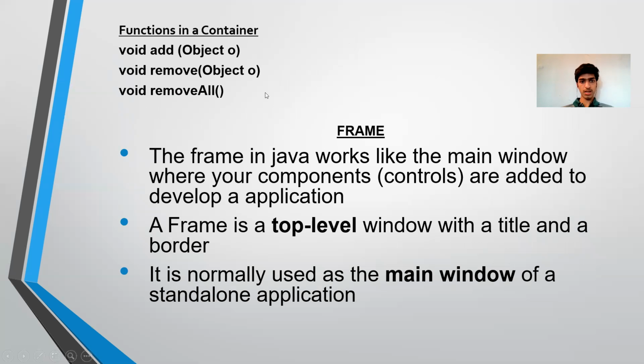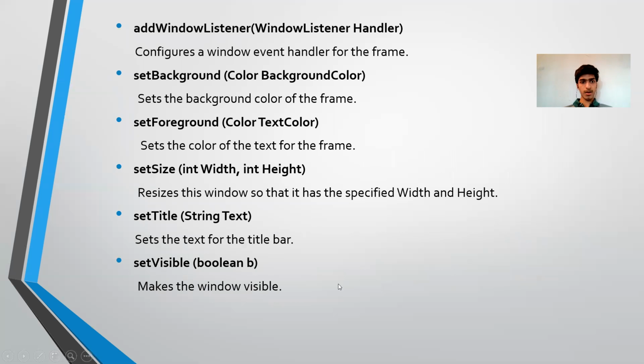Next, Container contains the following functions: void add and void removeAll, where using the add function, we add various components to the frame. Next, a Frame in Java works like a main window where components are added to the application. A frame is a top-level window with a title and a border. It is normally used as the main window of a standalone application.